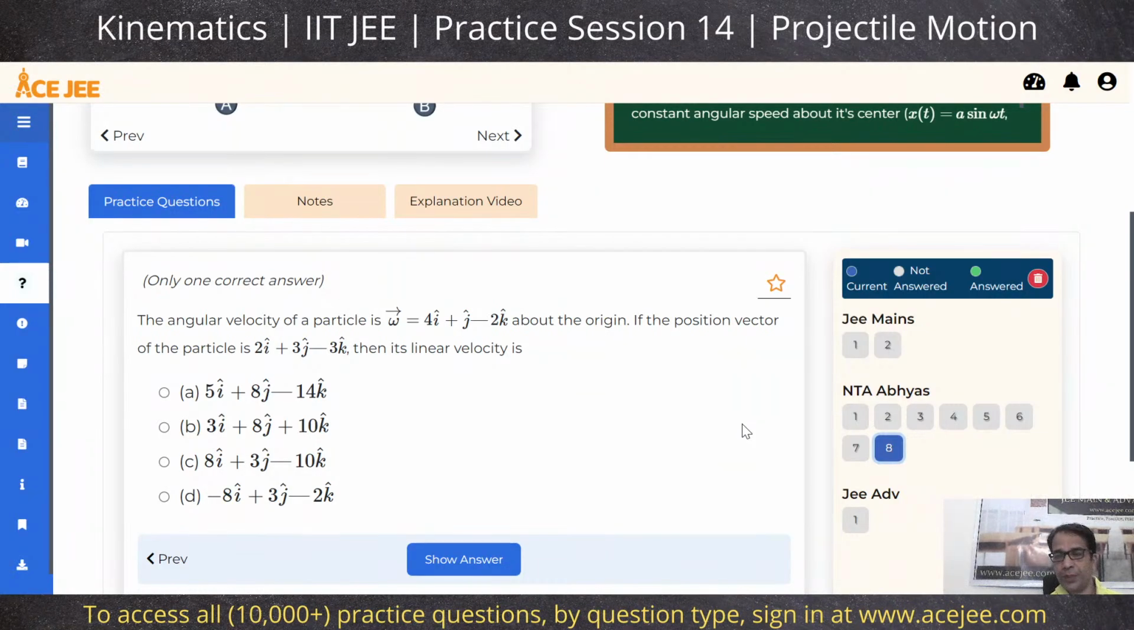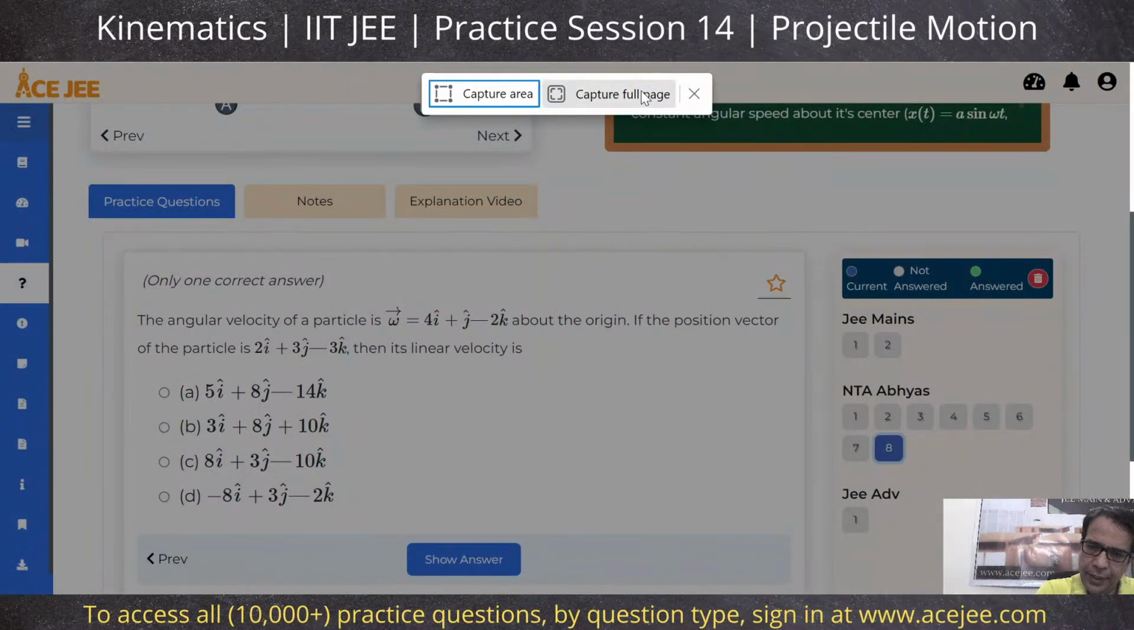Do you guys know what the relationship is between omega, v, and r? Ruchika? V is equal to omega cross r. V is equal to omega cross r. So let's use that relationship to determine the linear velocity vector.